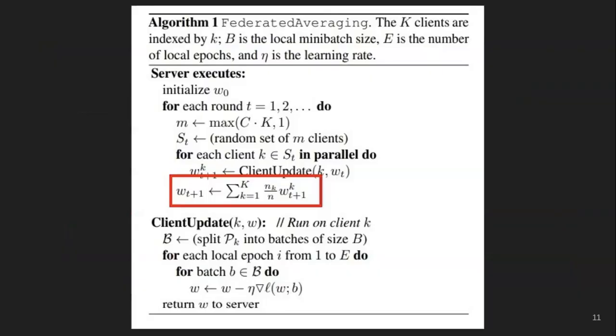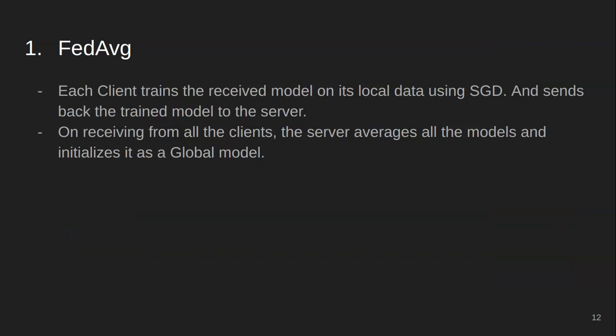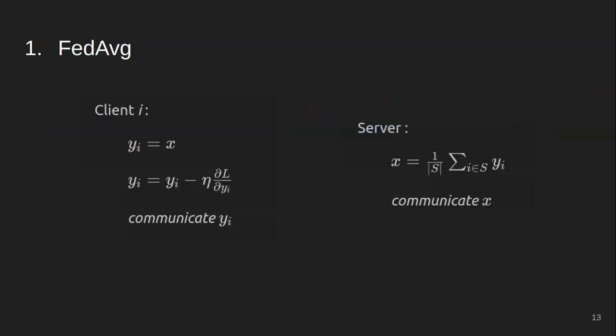This is the original pseudocode which I took from the original paper. Each client trains the received model on its local data using SGD, just simple stochastic gradient descent, and the client sends the trained model back to the server. The server receives all the trained models from all the clients, averages them, and initializes the result as a new global model. This global model is again sent to the clients for further training. This process repeats for a certain number of communication rounds.